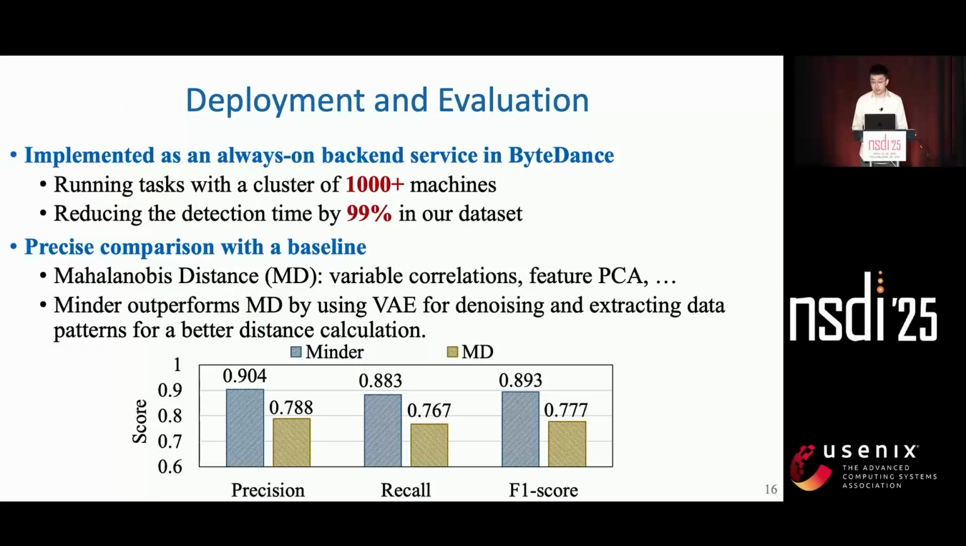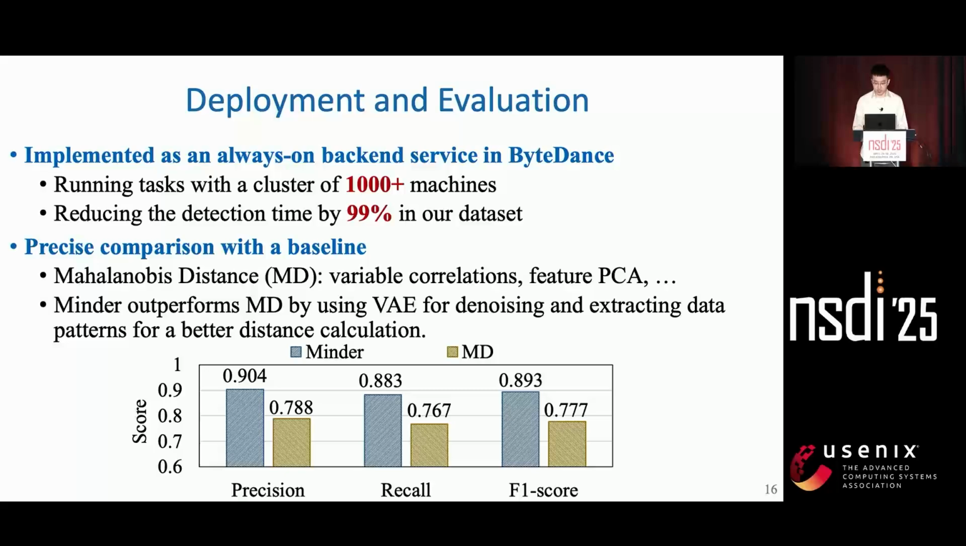Minder has been successfully deployed in ByteDance for machine learning training tasks, monitoring tasks at the scale of thousands of machines. In our evaluation, Minder reduces detection time by 99% compared to previous manual diagnosis processes. We compared Minder with a baseline of a Mahalanobis distance-based anomaly detection method, and the results demonstrated Minder's performance by effectively detecting actual faults while maintaining a lower false alarm rate.